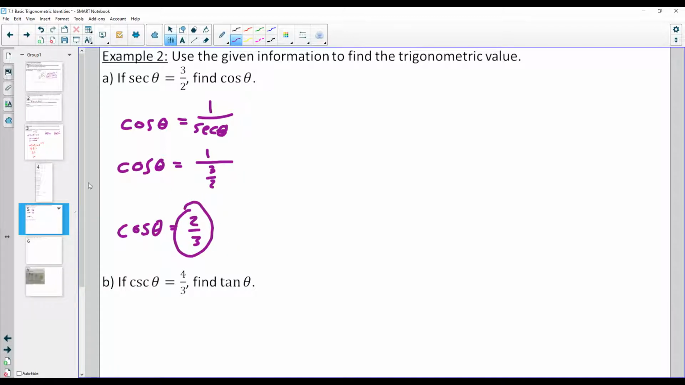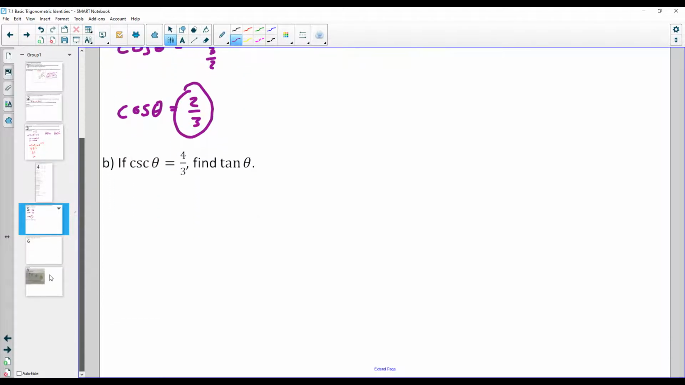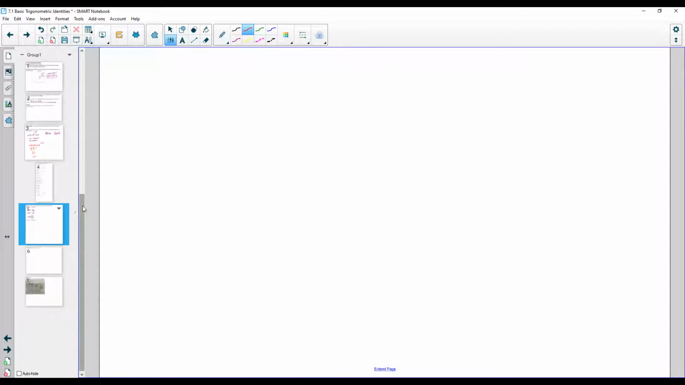And there's our answer for that one. This one takes a little more foresight, but it's totally doable. So I want to find two things. I want to find something that involves cosecant and tangent. So I have cosecant, and now I'm finding tangent.